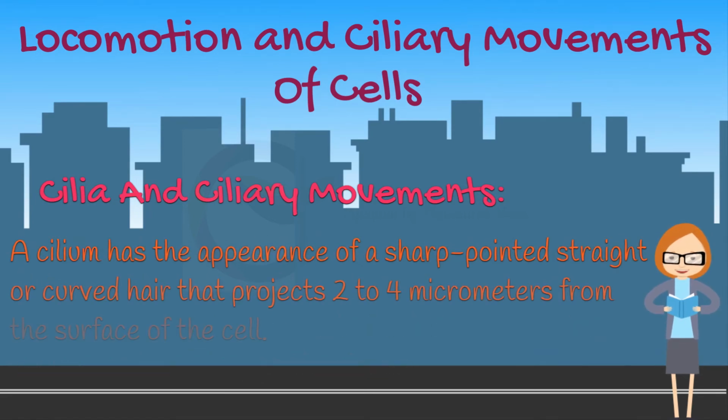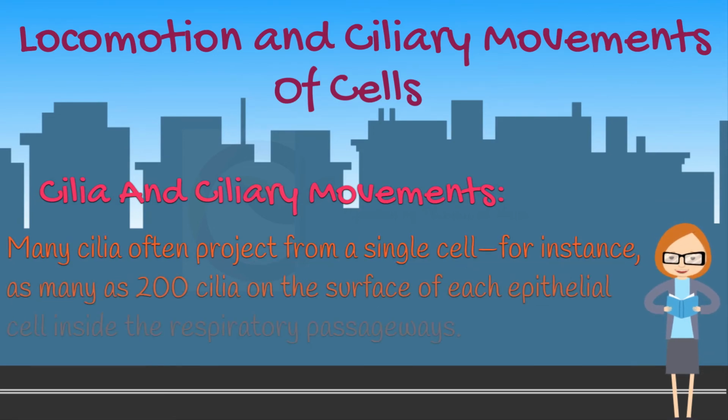A cilium has the appearance of a sharp-pointed straight or curved hair that projects 2 to 4 micrometers from the surface of the cell. Many cilia often project from a single cell, for instance, as many as 200 cilia on the surface of each epithelial cell inside the respiratory passageways.